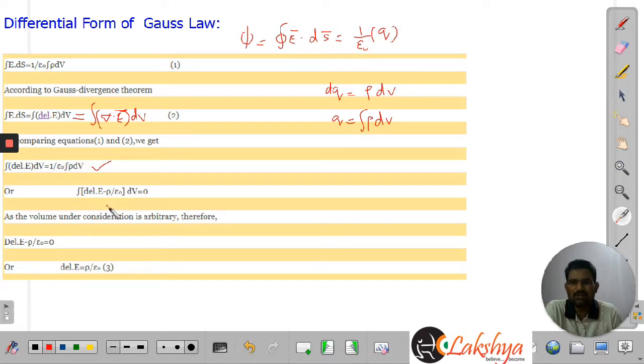Writing this term on this side, we can cancel the integration and the dv term. Now we can write del dot E bar is equal to rho by epsilon naught. Finally we have the differential format: del bar dot E bar is equal to rho by epsilon naught. This is our equation, Gauss law in differential form.